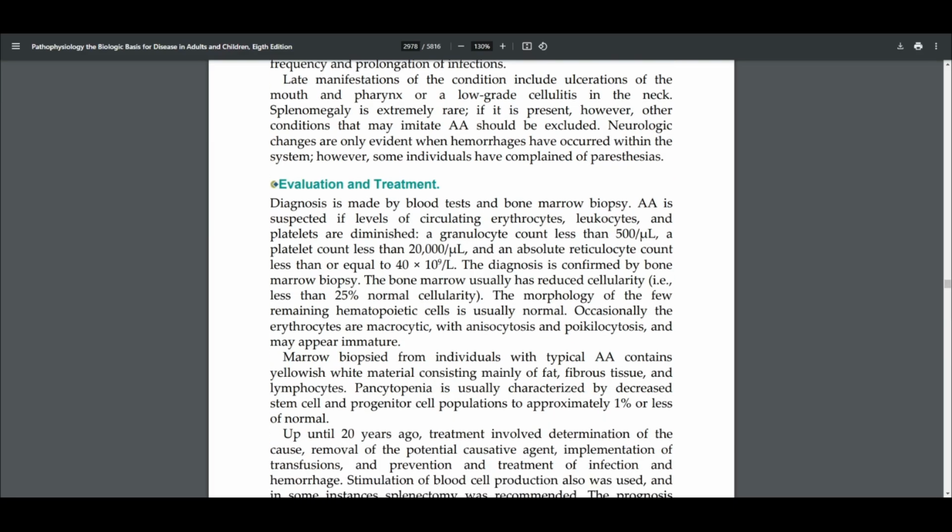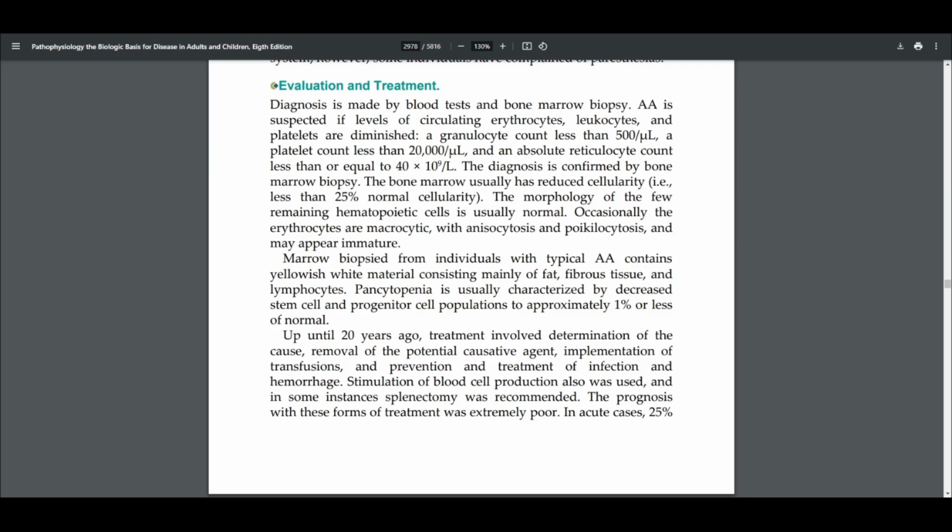So, evaluation and treatment, therefore. Diagnosis should be made by blood tests and bone marrow biopsies. AA is suspected if levels of circulating erythrocytes, leukocytes, and platelets are all diminished. A granulocyte count less than 500, a platelet count less than 20,000, and an absolute reticulocyte count less than or equal to 40 times 10 to the 9th per liter.